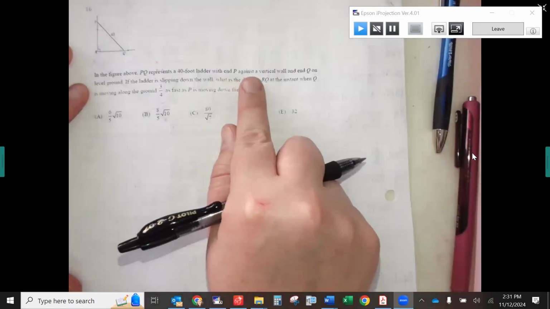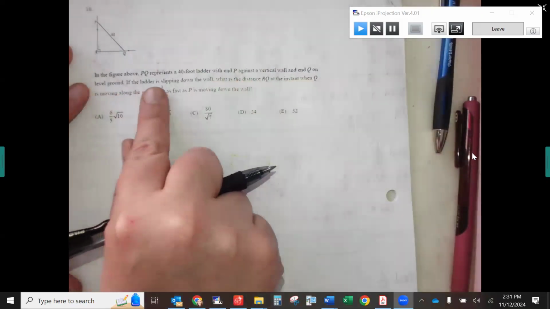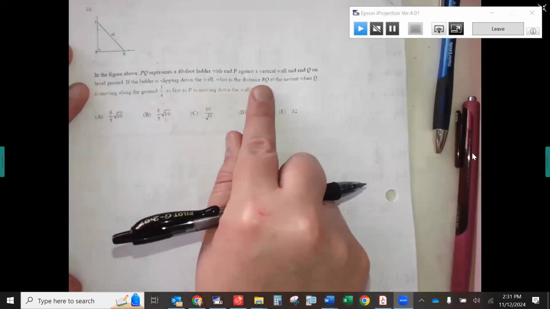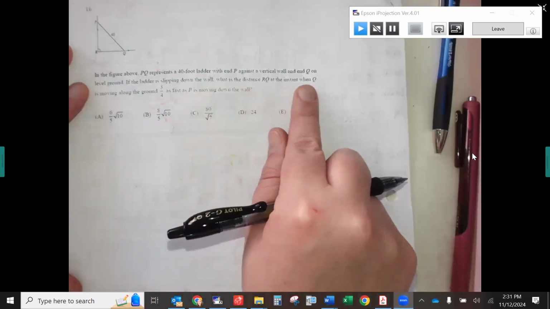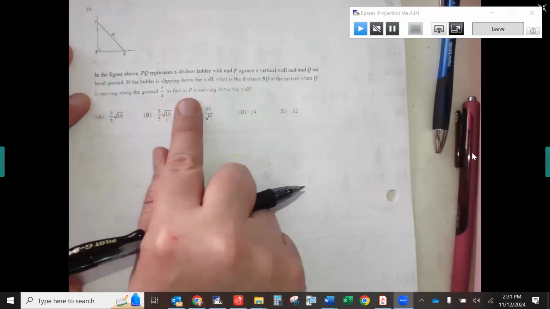All right, very last one. This one's a little bit tricky. Okay, it looks like a triangle, so I just pulled it off of an AP test, thinking, oh, we've done a lot of triangles. Let's see what happens. It says in the figure above, PQ represents a 40-foot ladder. P is against the wall, Q is level on the ground, the ladder is slipping down the wall. What distance is RQ at the instant when Q is moving along the ground 3/4 as fast as P?